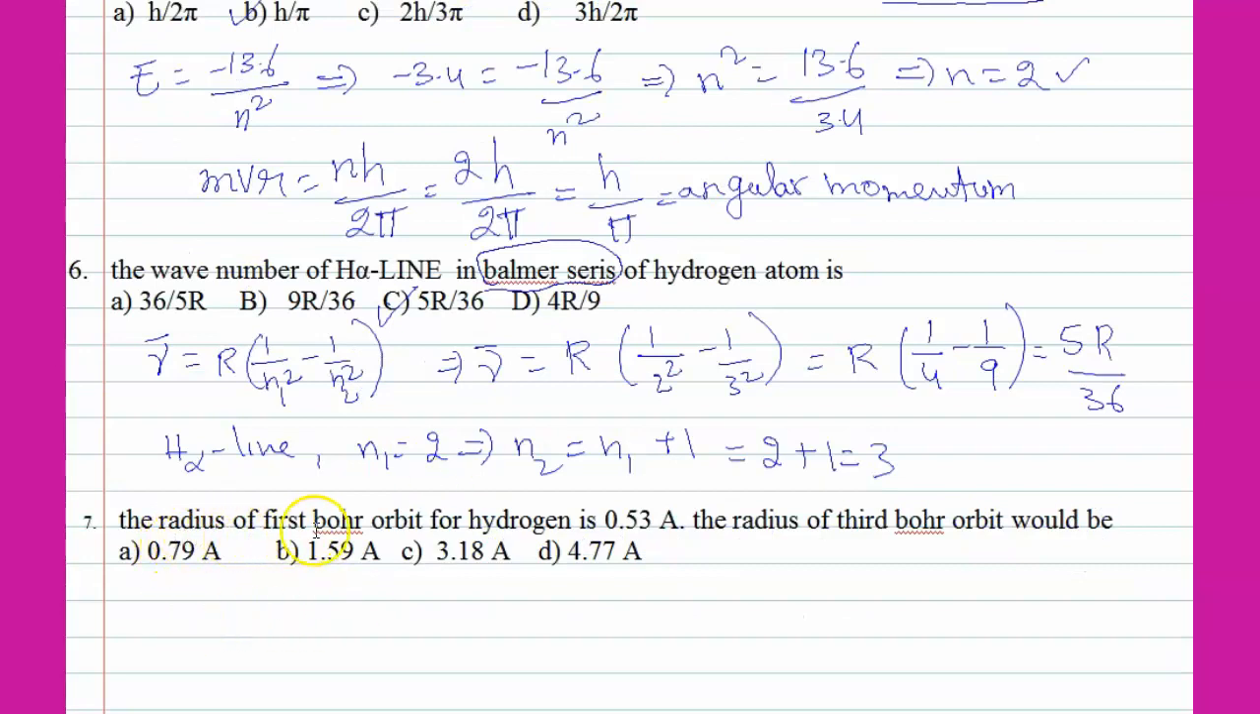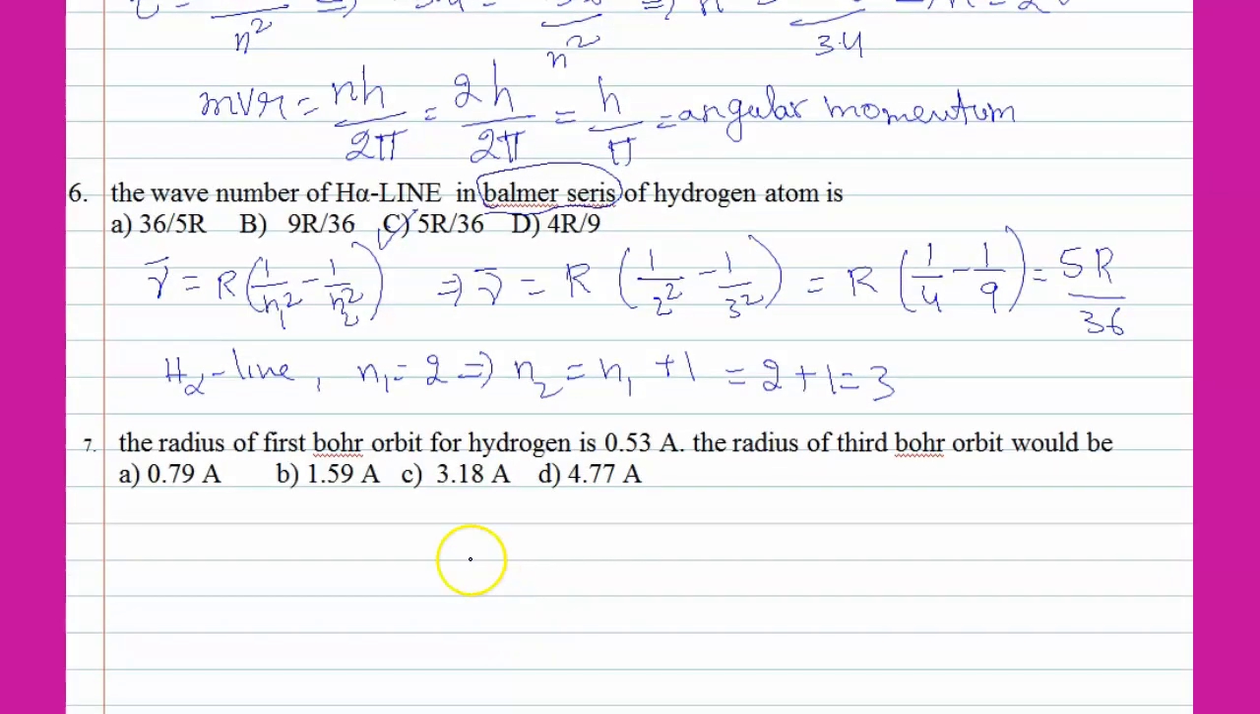So students, the radius of the first Bohr orbit for hydrogen is 0.53 angstrom units. The radius of the third Bohr orbit is? So here they gave the radius of the first Bohr orbit and they ask the radius for the third orbit. So the first Bohr orbit means this is n1. Third Bohr orbit means this is n2.